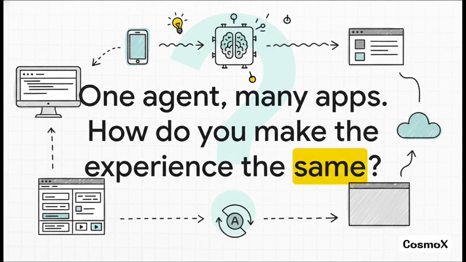Imagine you've built this incredibly powerful AI coding agent. The thing is a genius. But how do you get it to show up and work the same way everywhere? We're talking the command line, a slick web app, and right inside your IDE like VS Code. That is a huge challenge.